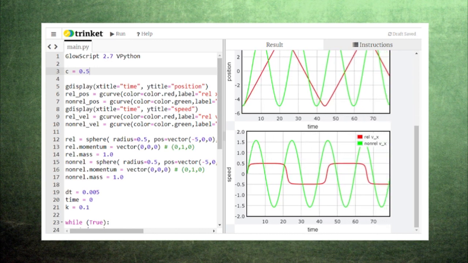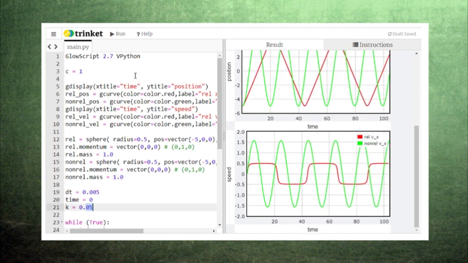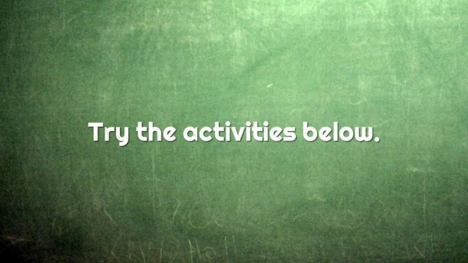These differences are a strange feature of our universe, and you can learn more about them through the activities at the link in the description below.